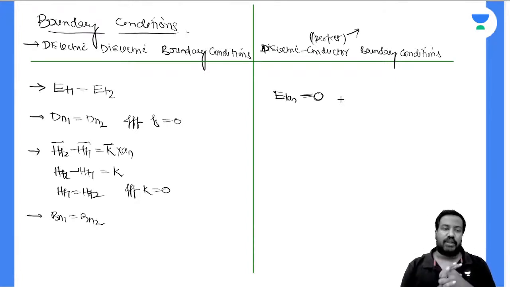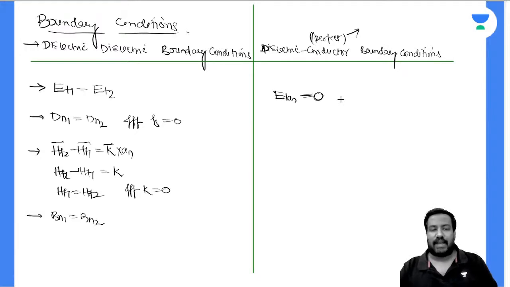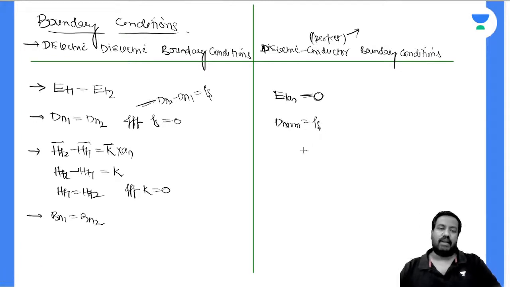Very important conclusions. Second, here you got DN2 minus DN1 is equal to rho s. Then I substituted rho s 0, I got this. So now you substitute one component 0, then you get D normal is equal to rho s. Normal component of electric flux density is equal to surface charge density. That's the reason why D and rho s have the same units, Coulomb per meter square.